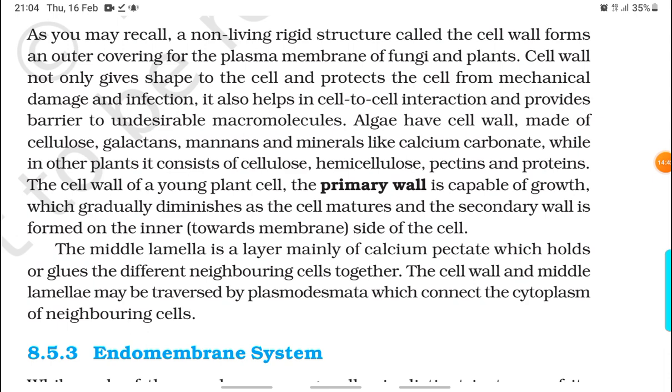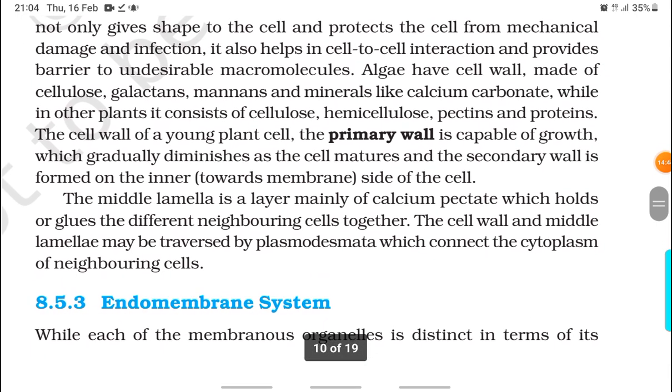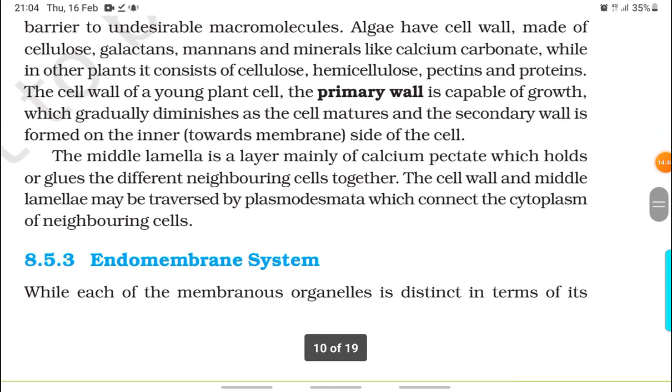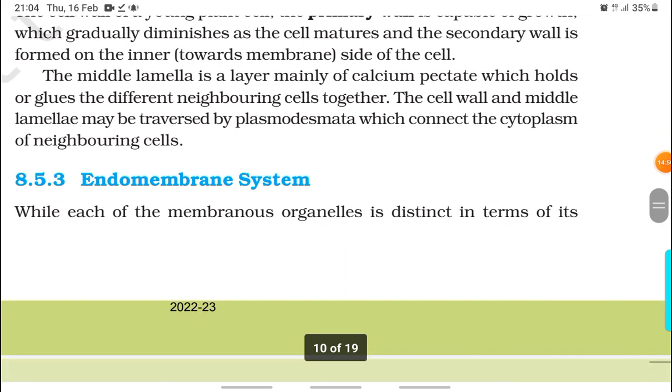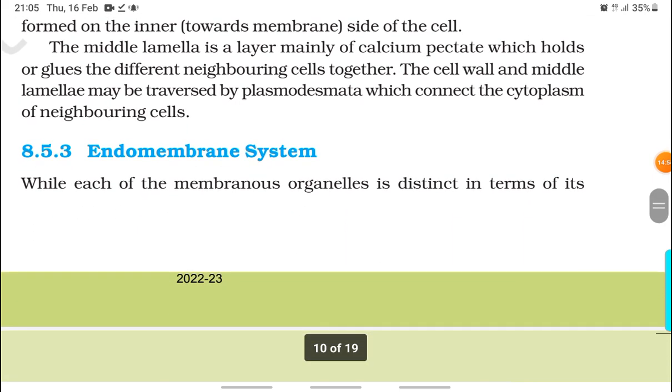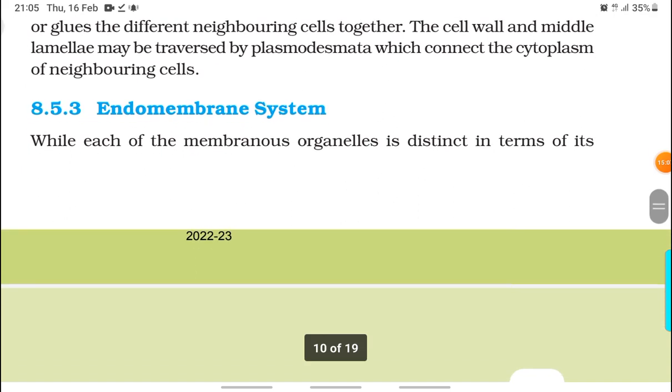The cell wall of a young plant cell, the primary wall, is capable of growth, which gradually diminishes as the cell matures, and the secondary wall is formed on the inner side of the cell, towards the membrane. The middle lamella is the layer mainly made up of calcium pectate, which holds or glues different neighboring cells together. The cell wall and the middle lamella may be traversed by plasmodesmata, which connect the cytoplasm of neighboring cells.